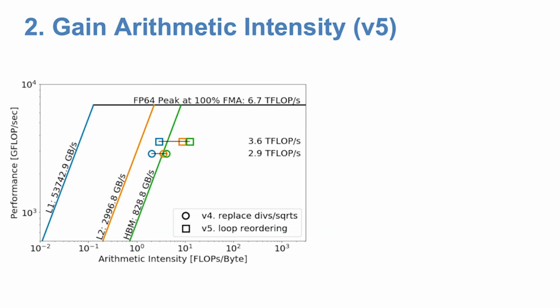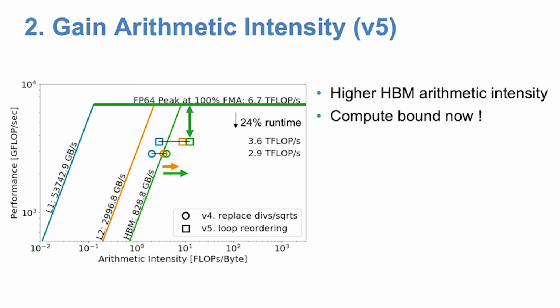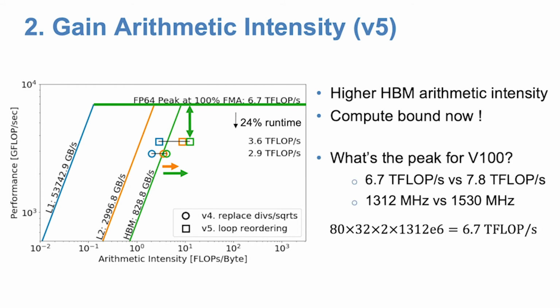After this optimization, our runtime has improved by 24%, and our kernel has moved to the right on the roofline. With the increased L2 and HBM arithmetic intensities, we're now well into the compute bound region. In the next few steps, we'll try to make better use of the compute resources, and maybe we can push the performance further up. Here, I would like to point out that the compute peak we use is 6.7 teraflops, because as validated by Nsight Compute, our GPUs are operating at the canonical frequency, which is 1312 megahertz. You may be thinking about the 7.8, but that is based on the turbo frequency.